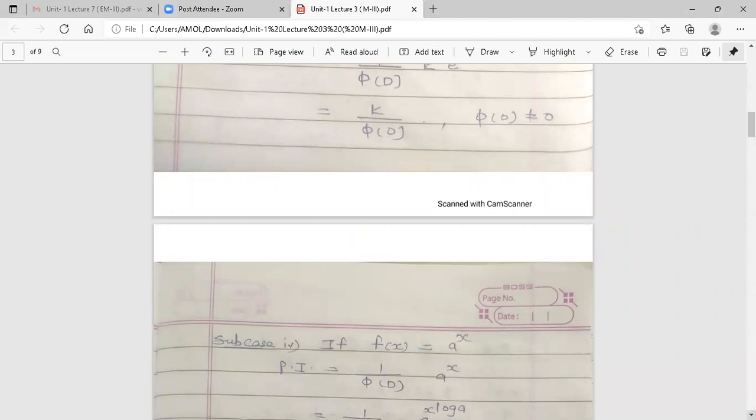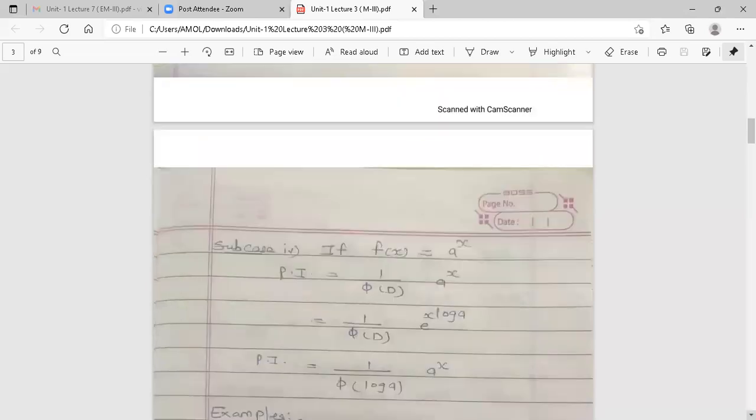Now subcase 4. If f of x is equal to a raised to x, then how to find the PI? PI is equal to 1 upon phi of d into a raised to x. Now when the function is a raised to x, we can rearrange this function a raised to x as e raised to x into log a. Taking log and exponential, we can rewrite a raised to x as e raised to x into log of a.